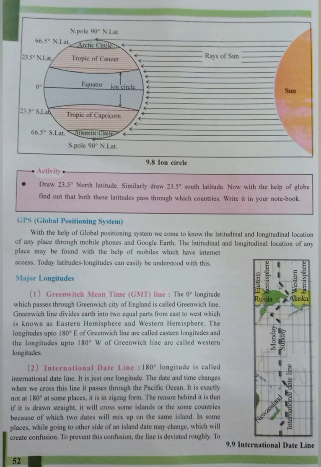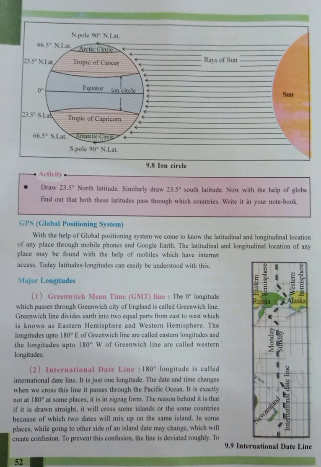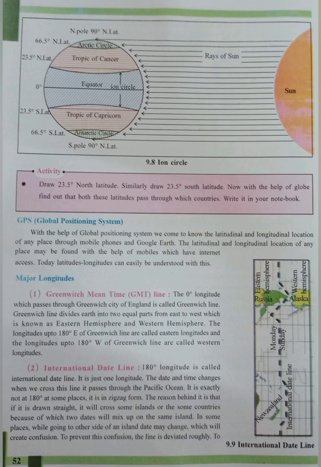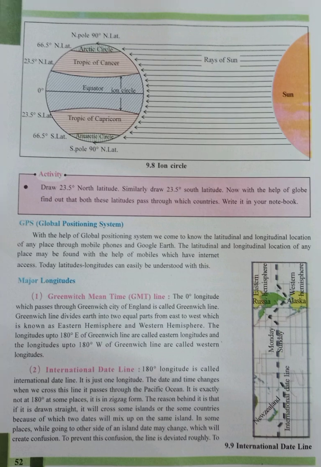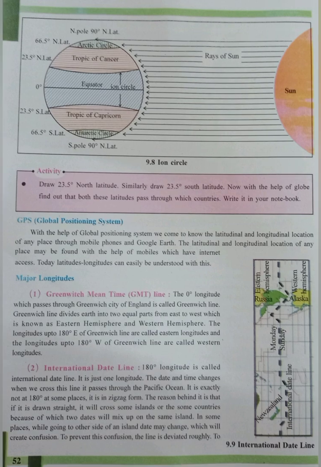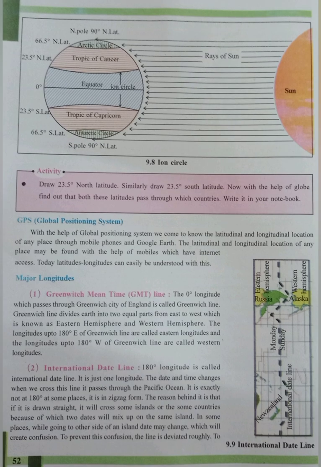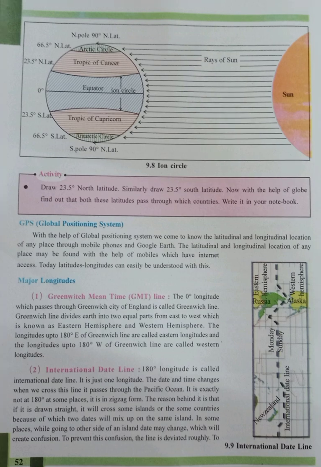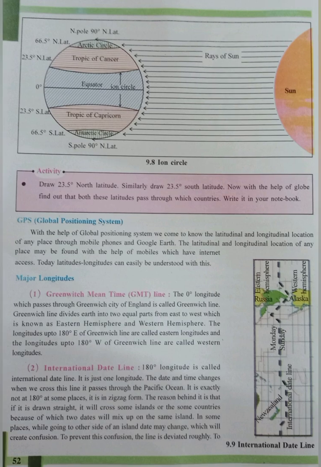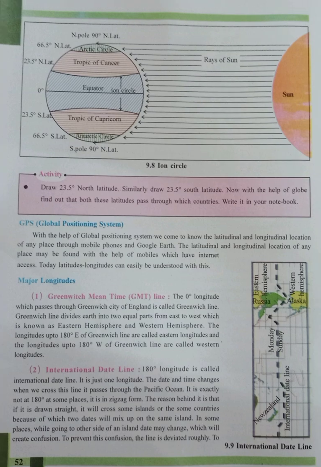Students, the 0 degree longitudinal line passing through Greenwich City, suburb of England, is called Greenwich Meridian. It divides the earth into two parts, that is east and west, which are respectively known as Eastern and Western Hemisphere. The Greenwich line or 0 degree longitude is also known as prime meridian. Area to the right of the 0 degree longitude up to 180 degree longitude is the Eastern Hemisphere, and the area to its left from 0 degree to 180 degree longitude is the Western Hemisphere.